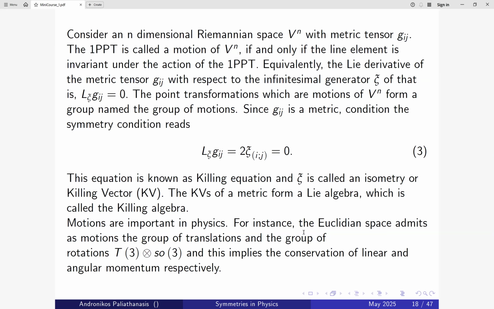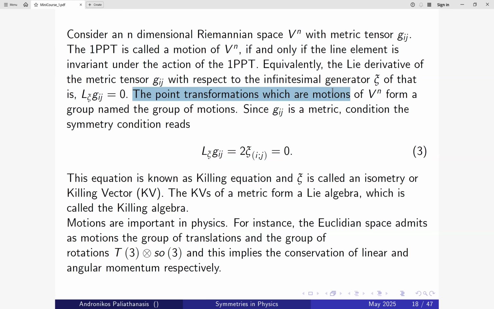Now, for example, consider an n-dimensional Riemannian space, Vn, with metric tensor Gij. Then the one-parametric point transformation is called a motion of Vn. The generator of the one-parametric point transformation will be called a motion of Vn if and only if the line element is invariant under the action of the one-parametric point transformation. Equivalently, the Lie derivative of the metric tensor Gij with respect to the infinitesimal generator Xi of that is 0. So the Lie derivative of Gij is 0.